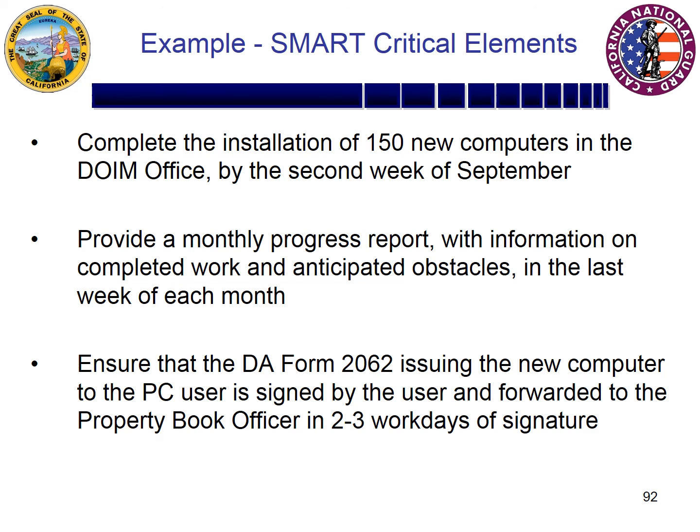So an example of a SMART critical element: complete the installation of 150 new computers in the Durham office by the second week of September. Provide a monthly progress report with information on completed work and anticipated obstacles in the last week of each month. Ensure that the DA Form 2062 issuing the new computer to the PC user is signed by the user and forwarded to the property book officer in 2 to 3 workdays of signature.